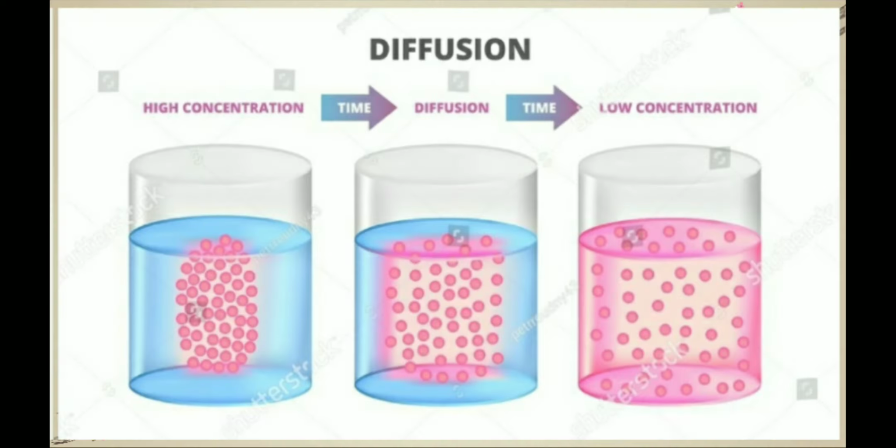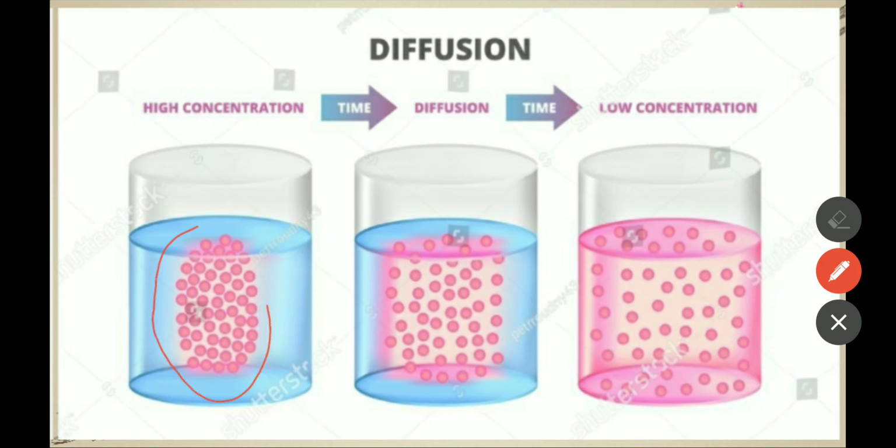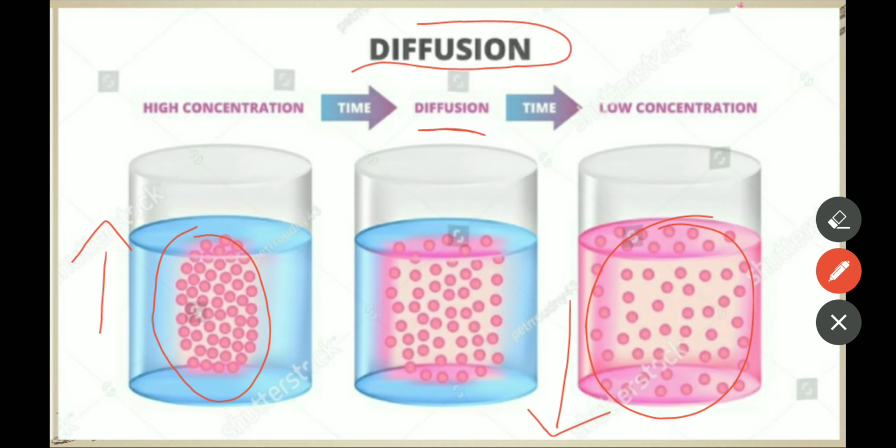So this is diffusion. There is a high concentration here, moving upwards. Diffusion happens now, and what happens with time? It moves into low concentration. So this is about diffusion. The particles of matter moving from a high concentration to a lower concentration is known as diffusion.